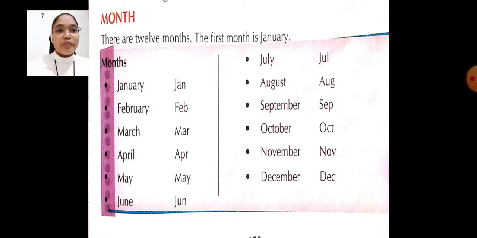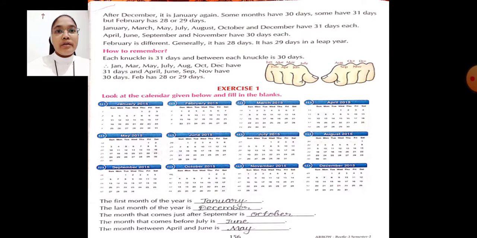October. October short form OCT. November. November short form NOV. December. December short form DEC. Did you get it? Dear students, after December it is January. After December it is January again.